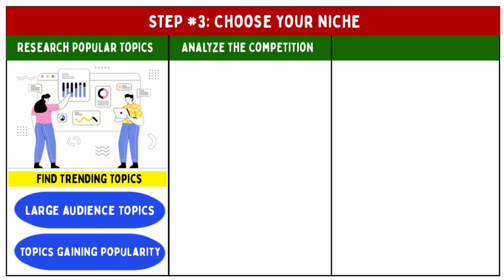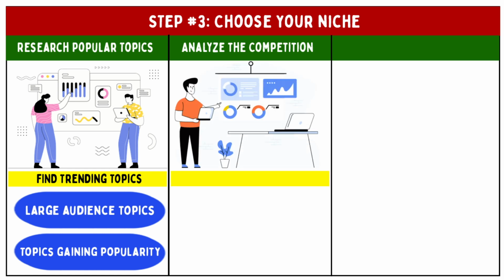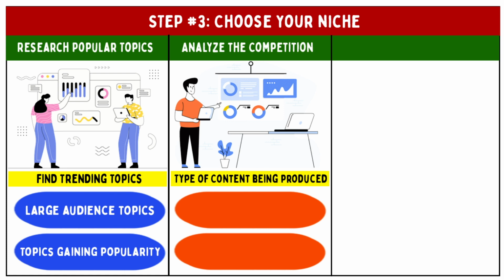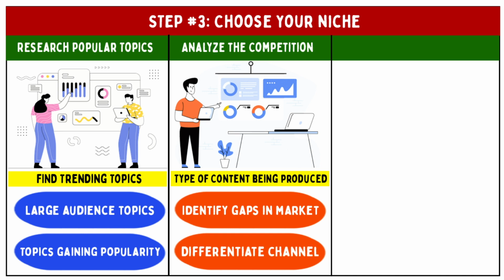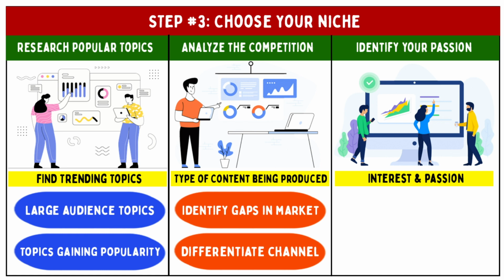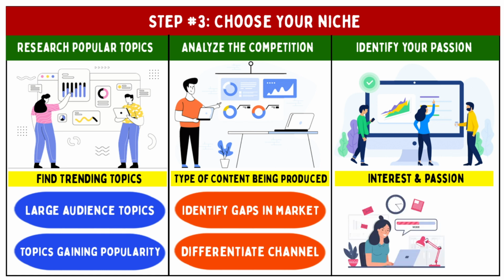Analyze the competition. Research the channels in your niche to see what type of content they are producing and how they are monetizing their channel. Identify gaps in the market and find ways to differentiate your channel. Identify your passions. Think about your own interests and passions. You'll be more motivated to create content and more knowledgeable in a niche that you're passionate about.